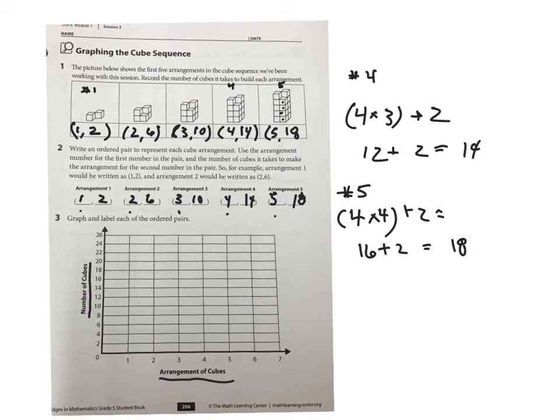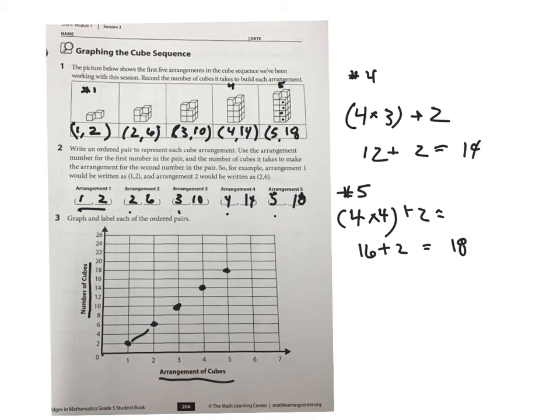So we take a look on here, and obviously if we had 0 arrangements, we'd have 0 blocks. When we had 1, we had 2. Again, 1, 2, first number, we go over to the right, 1 arrangement, 2 total number of cubes. For my arrangement number 2, we had 6 blocks. For arrangement number 3, we had 10 blocks. For arrangement number 4, we had 14 blocks. For arrangement 5, we had 18.